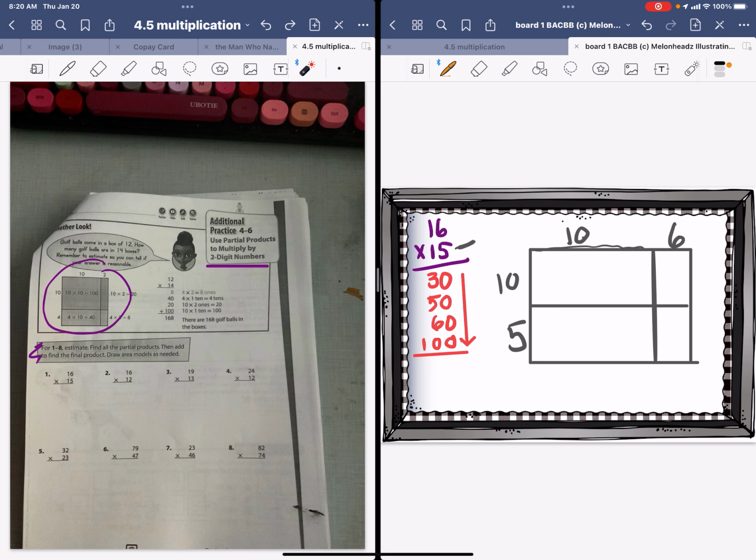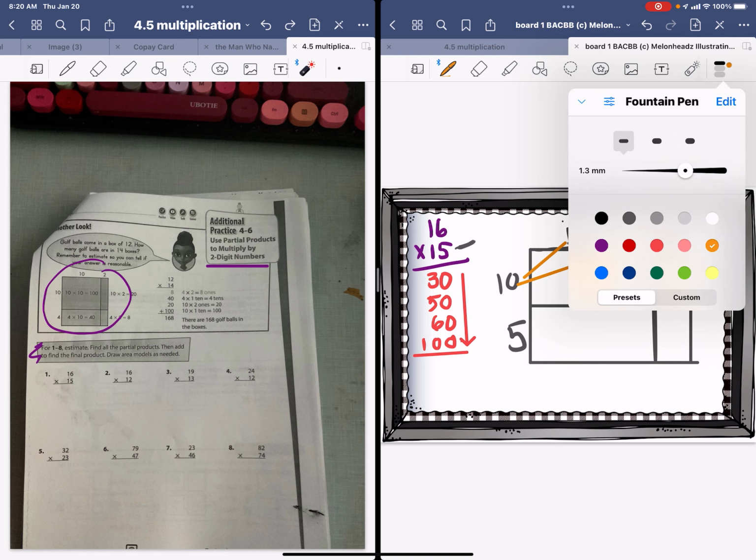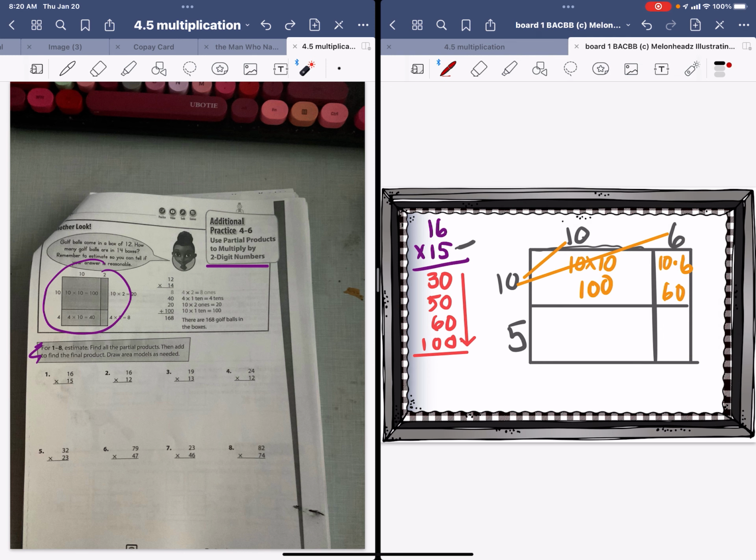So now I'm going to say 10 times 10. 10 times 10 equals 100. And then I'm going to multiply 10 times 6. Remember I told you the dot means multiplication too. It's the same. So 10 times 6 is 60. And then I'm going to multiply 5 times 10. 5 times 10 is 50. And then I'm going to multiply 5 times 6. 5 times 6 is 30.